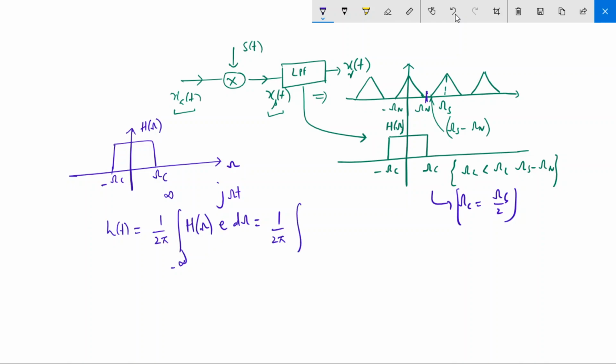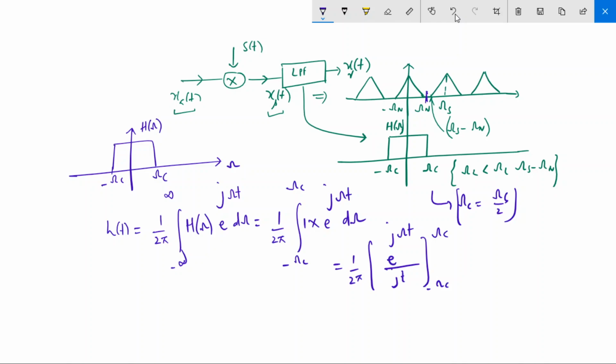Your integration will be only from minus omega c to omega c. Beyond that it is 0, and H(omega) is 1, so e raised to power j omega t d omega. So you can calculate it. It will become 1 by 2 pi, integration of this is e raised to power j omega t divided by jt, from minus omega c to omega c. It will become 1 by 2 pi jt.